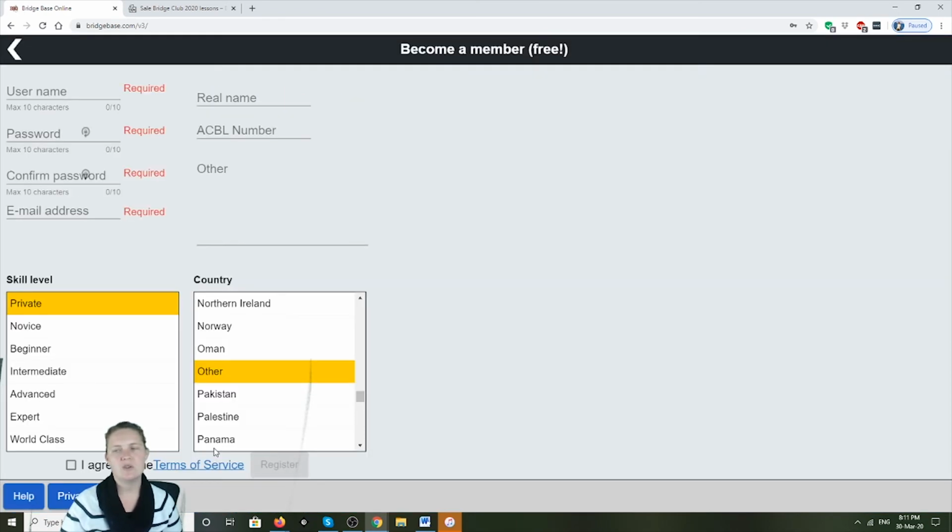And when you click on this, you'll be taken to a new screen, and I'd like you to have a go at signing up for Bridgebase Online. So the way that you do that, up the top here, you've got a username section. This will be seen by everybody on the web. So you want to choose something that you're comfortable with.